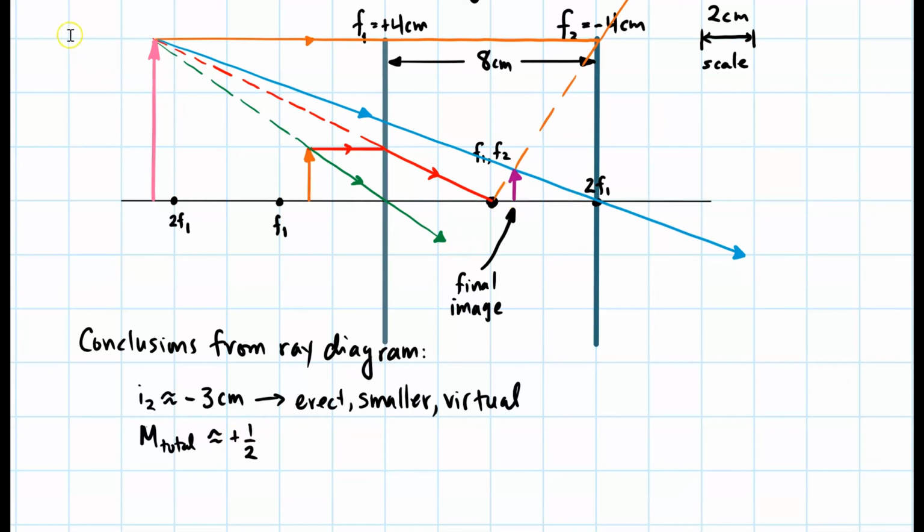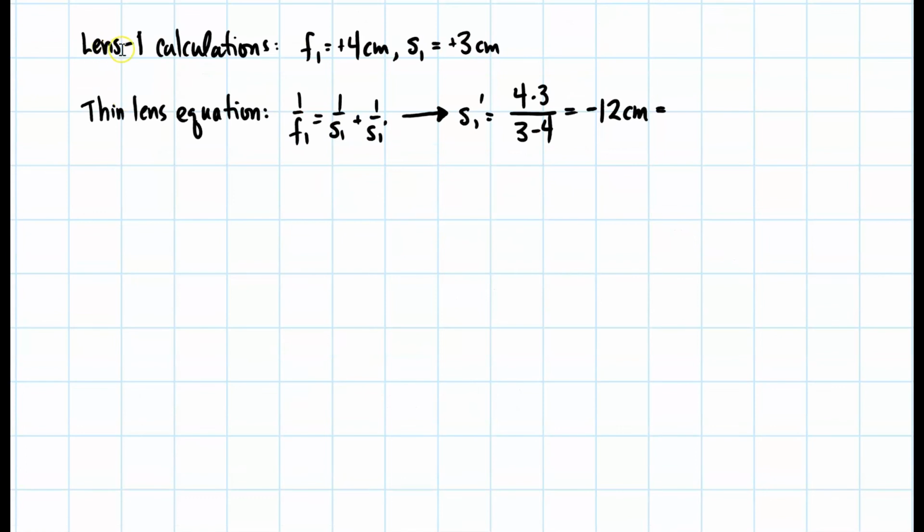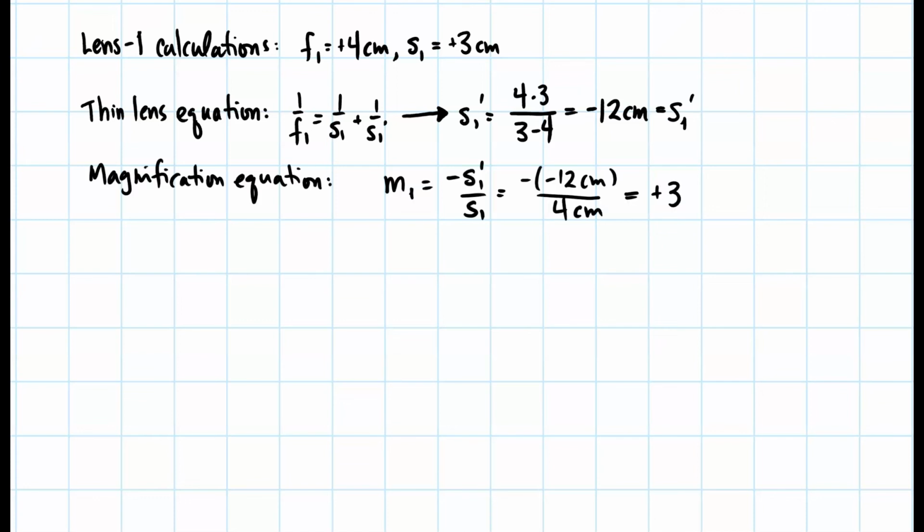So let's go do the calculations now. The ray diagram, lens 1 has a focal point of 4 centimeters and an object distance of 3 centimeters. So that's inside the focal point, so we expect a virtual image. So the thin lens equation says then S prime is going to be S1 times F1 over S1 minus F1, which then gives me minus 12 centimeters for S1 prime. From the magnification equation, we could see that M1 is plus 3.